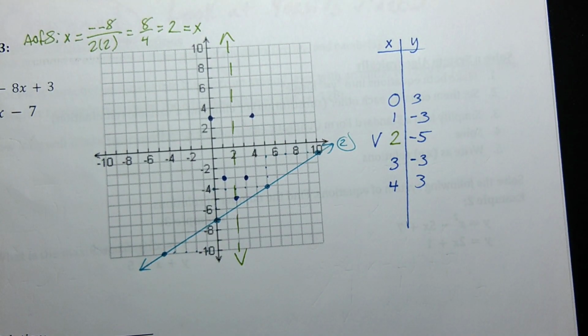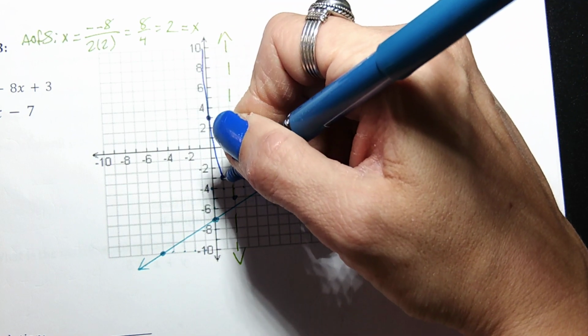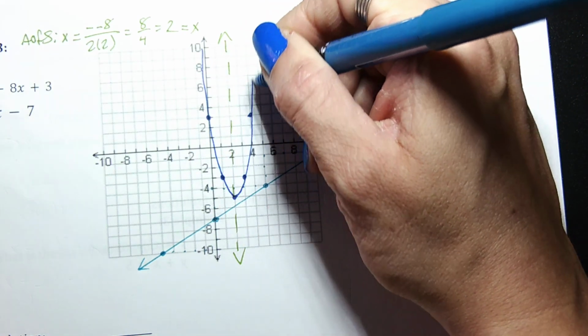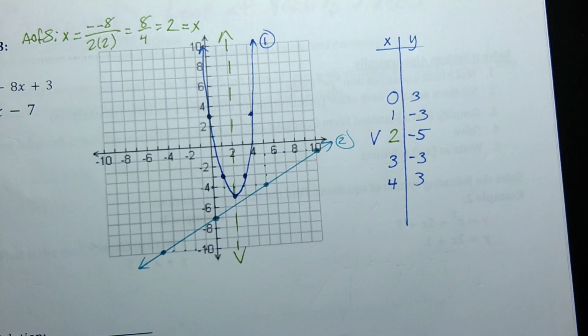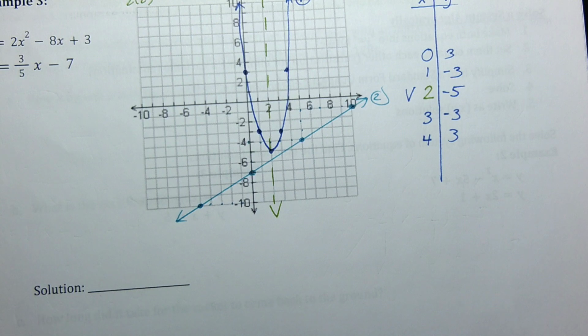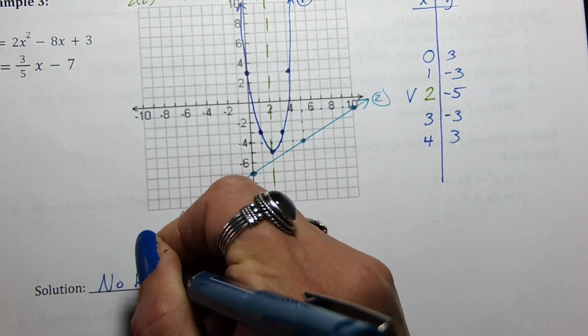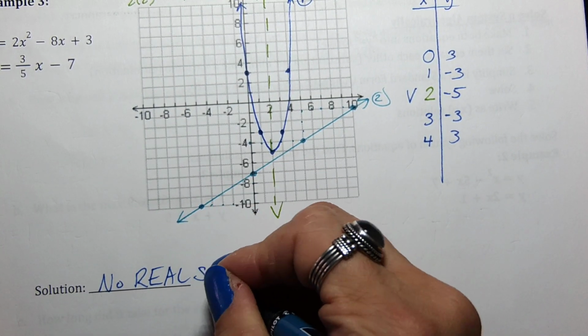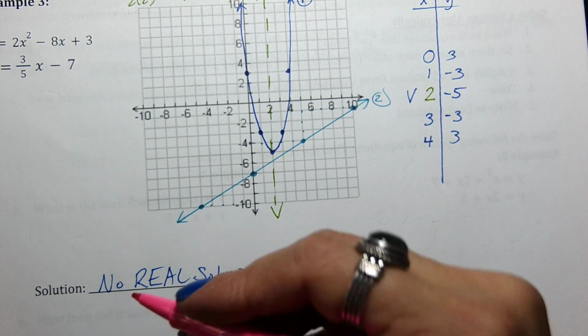Do I need to go any further with my table? Is it going to touch that line? Not in the real world. So we're going to go ahead and swoosh through those points. Label that quadratic number 1. So what we are going to say is not just no solution, but no real solutions. Because we're going to find that it has imaginary solutions.